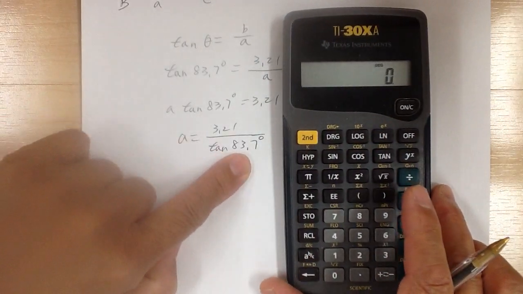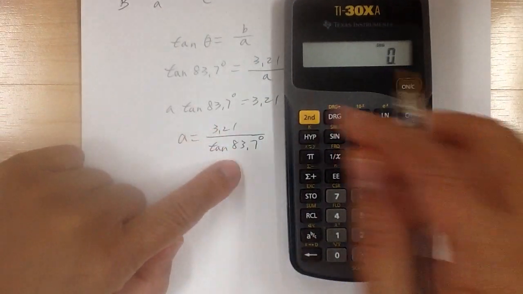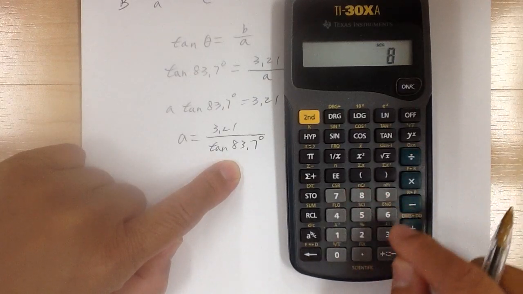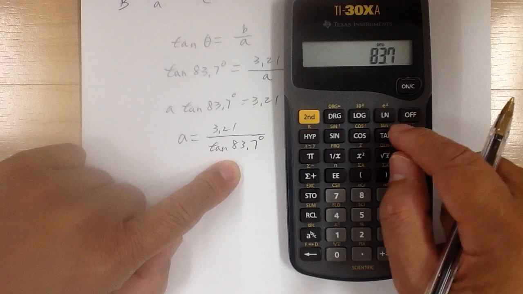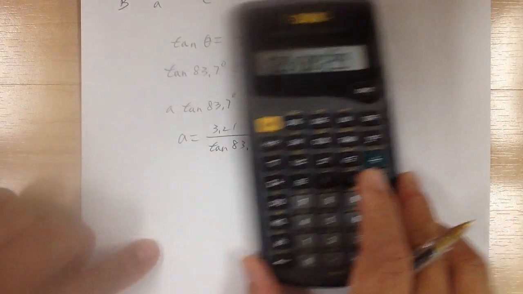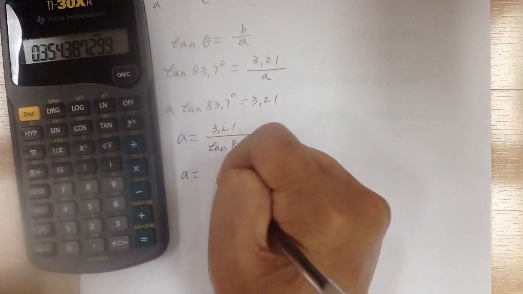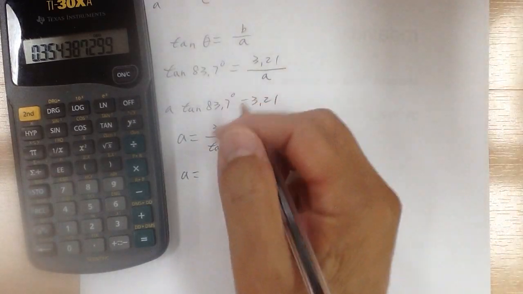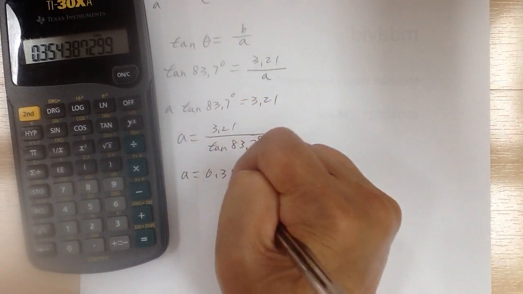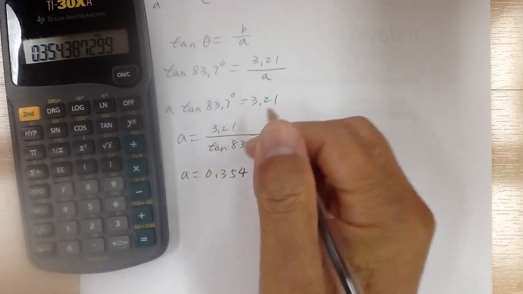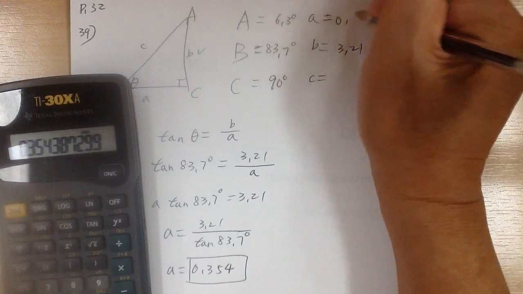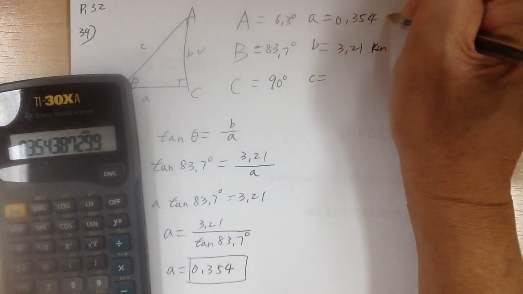This is decimal degrees, so it's not too bad. I can just go straightforward. So I got 3.21 divided by tangent of 83.7 degrees, equals. This one has 3 digits, so I'll follow that. It'd be 0.354. I'm going to put over here 0.354 kilometers.